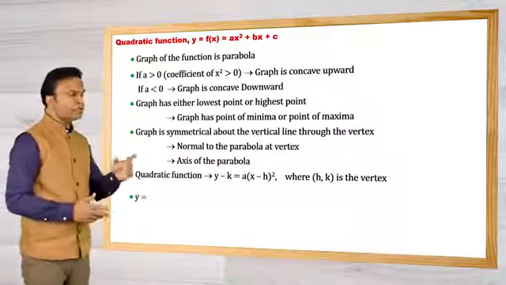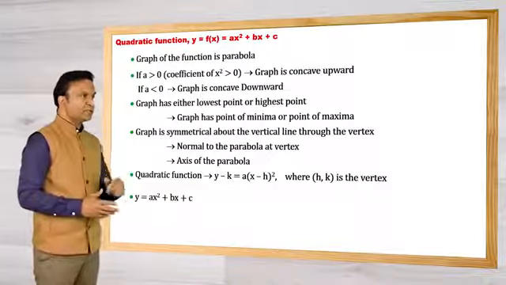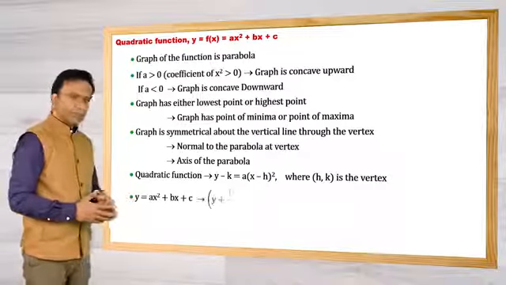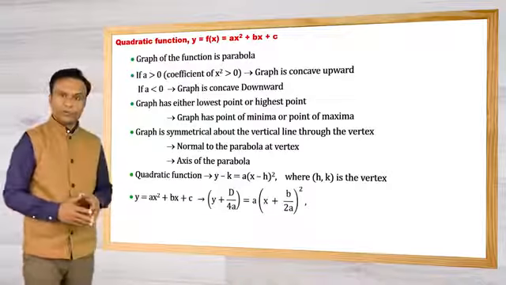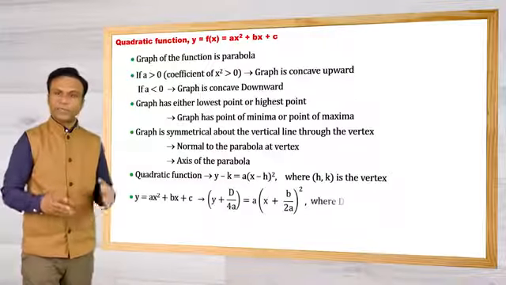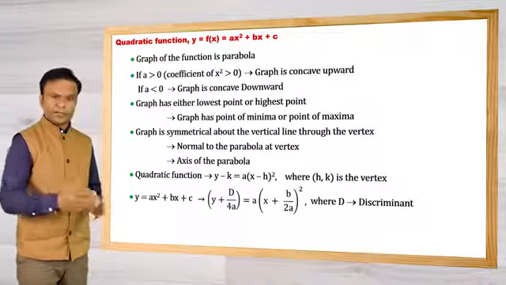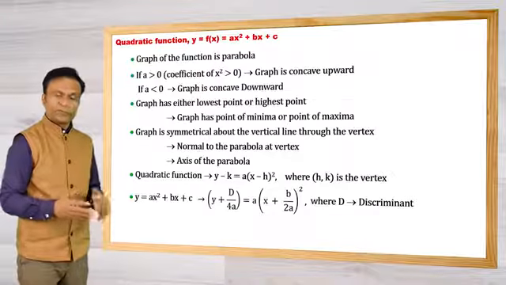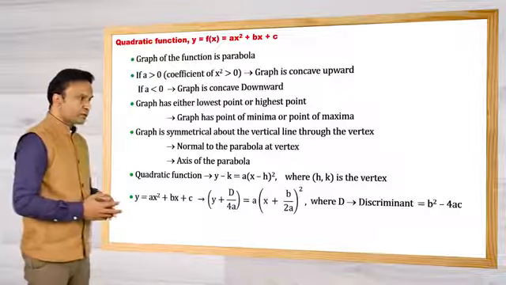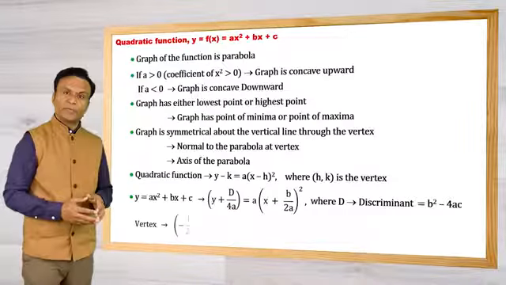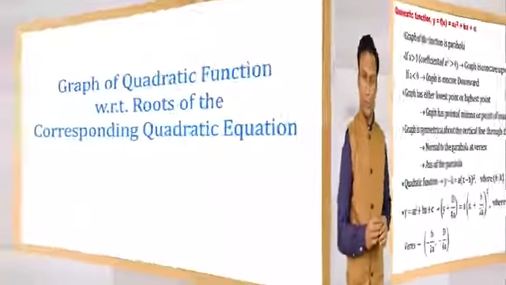The quadratic function y = ax² + bx + c can be put in this form: y + D/4a = a(x + b/2a)². Here D is the discriminant of the quadratic function or corresponding equation. We know the value of D, which is b² - 4ac. So in this case, the vertex of the parabola is (-b/2a, -D/4a).